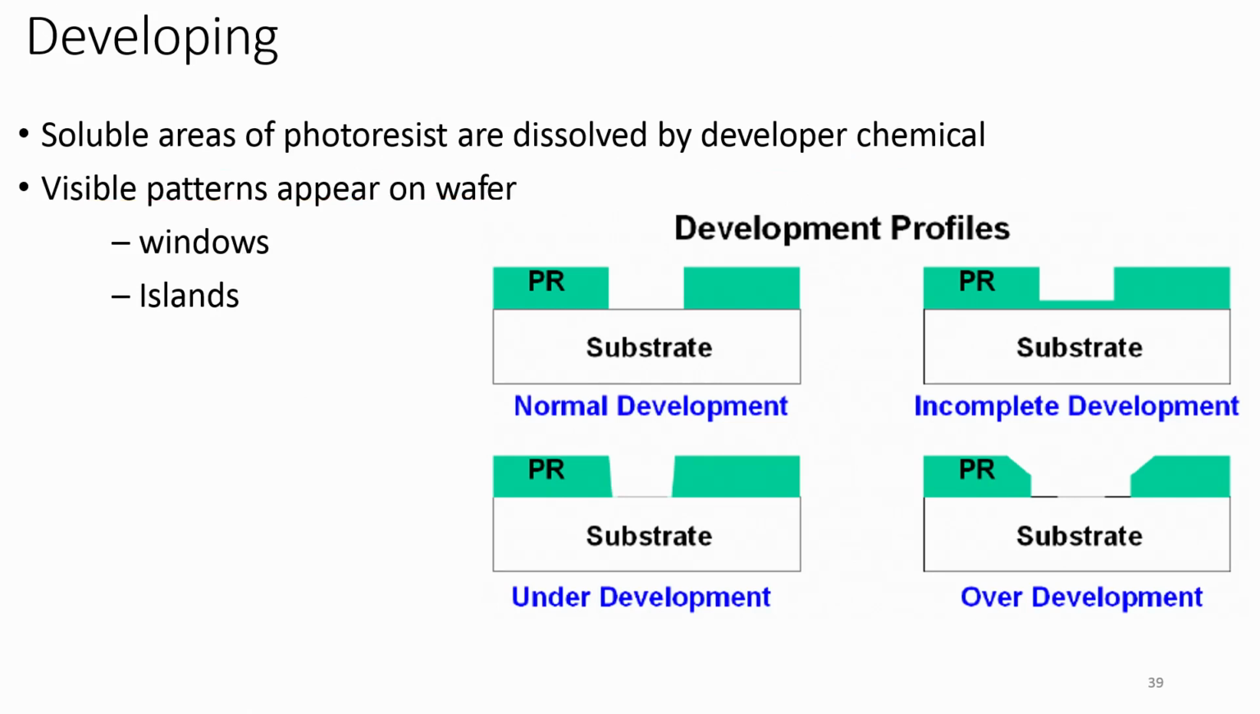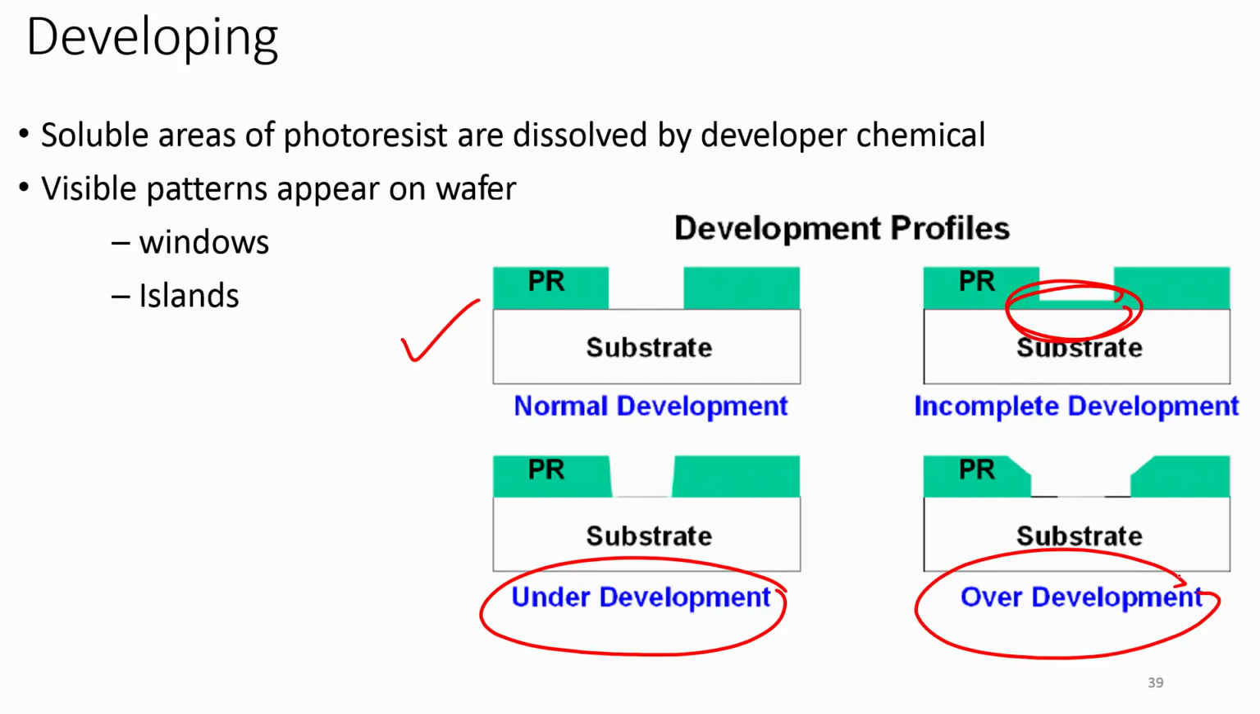When you develop the photoresist, if it is a normal development, you will get the pattern which is shown here. However, if there is under development, then you will get this kind of pattern. If it is incomplete development, you can see here. If it is over development, then you will see this structure.